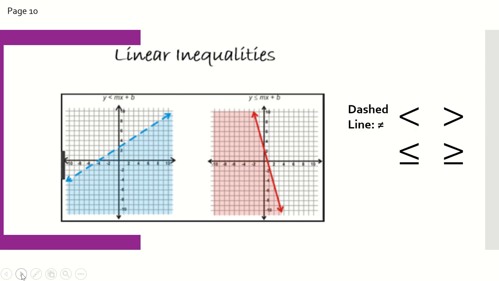If it's just less than or greater than, we know the line is dashed. That means that points on the line we do not include. Less than or equal to, greater than or equal to, those are our solid lines. So if it's something or equal to, that means we do include points on the line, and we indicate that by making the line solid.